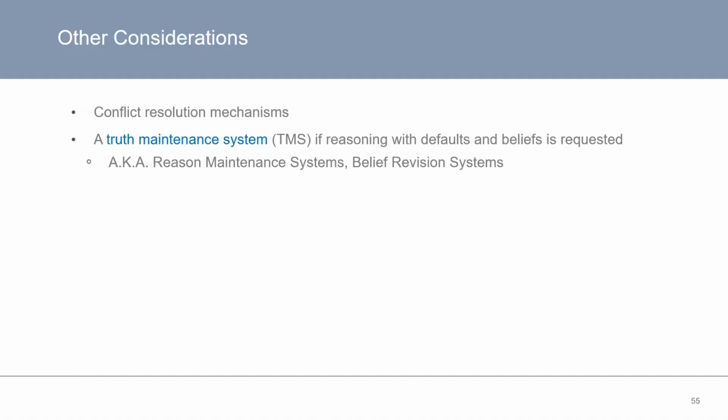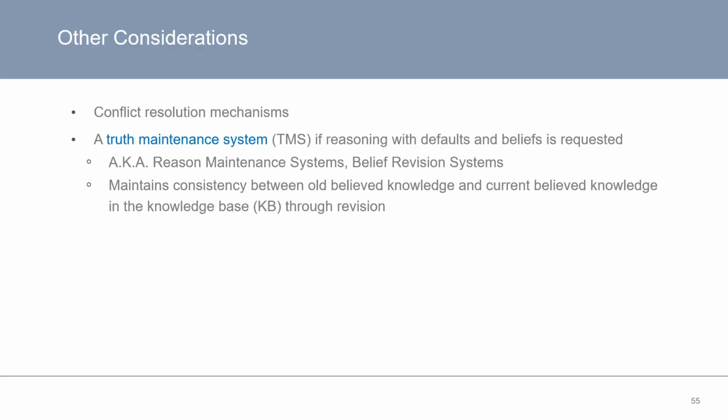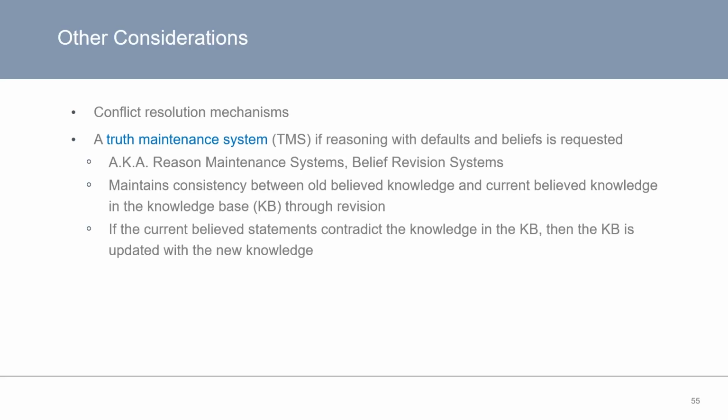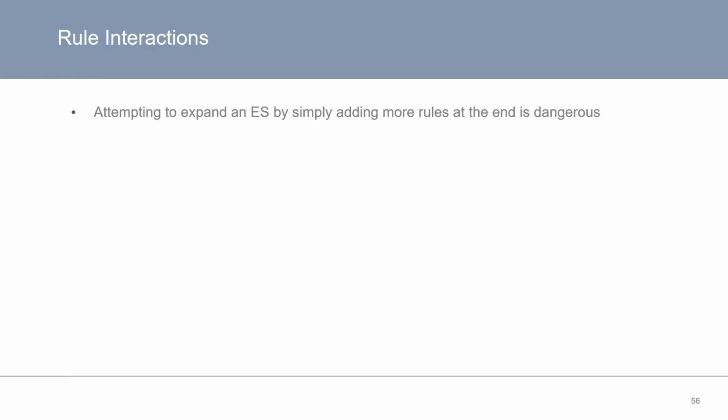Some other considerations in building an expert system might be considering different approaches to conflict resolution mechanisms, or implementing a truth maintenance system, which can be useful when reasoning with defaults and beliefs is requested. Truth maintenance systems are also referred to as reasoning maintenance systems or belief revision systems. These basically maintain consistency between the old believed knowledge and the current believed knowledge within the knowledge base through revision. If the current believed statements contradict the knowledge in the knowledge base, then the knowledge base becomes updated with the new knowledge.